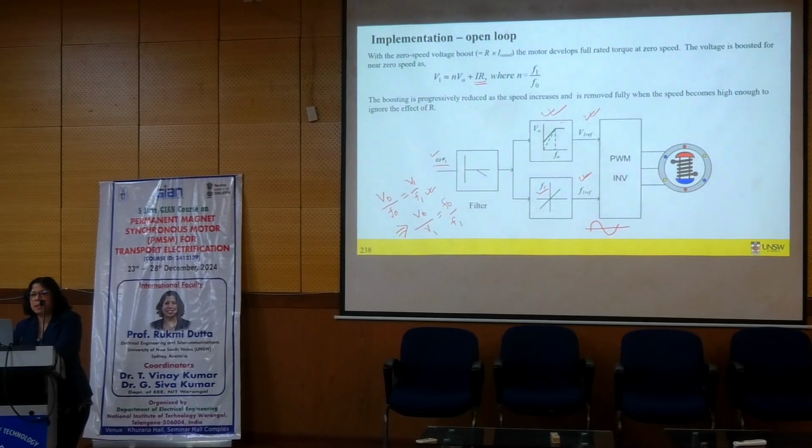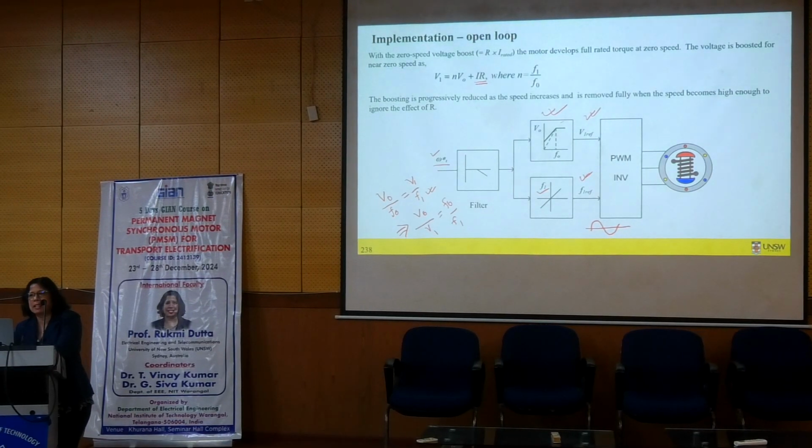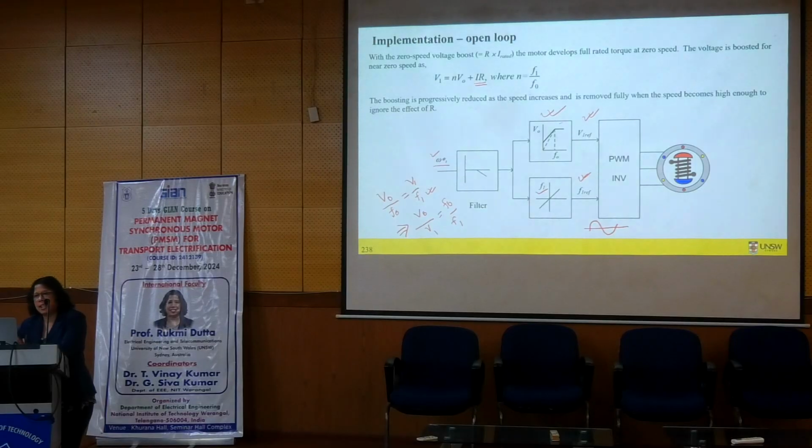Okay, remember for PWM you need a reference voltage which you modulate with your carrier signal, right? So with this voltage and frequency, you can construct a reference voltage for your PWM signal. The PWM signal will go to your inverter, and you could run the motor according to V by F control in open loop. Okay? But there is always a but.